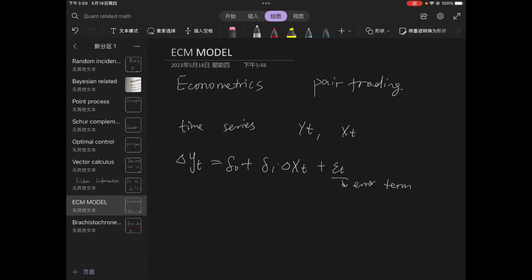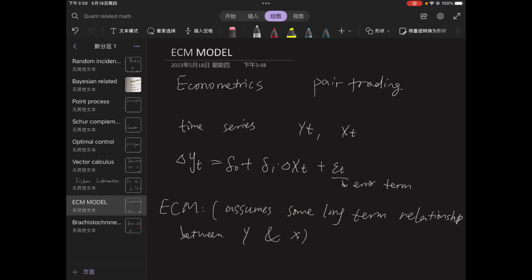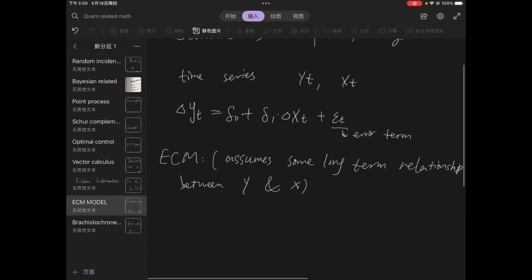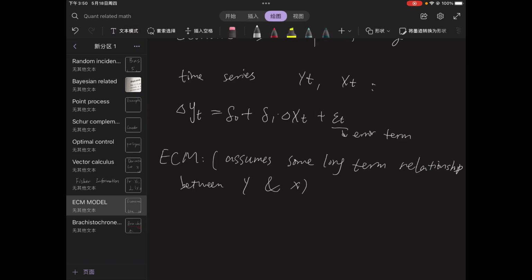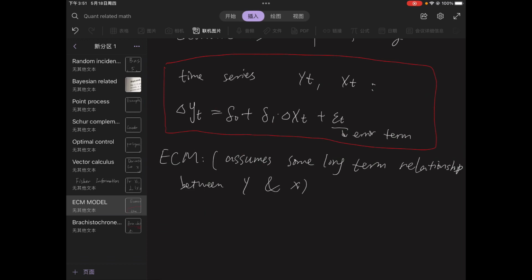But the ECM will claim what? ECM usually assumes some long-term relationship between y and x. So ECM is something more than that, because this box is a classic time series for YT and XT. Because here is delta, that's fine. It's a time series.